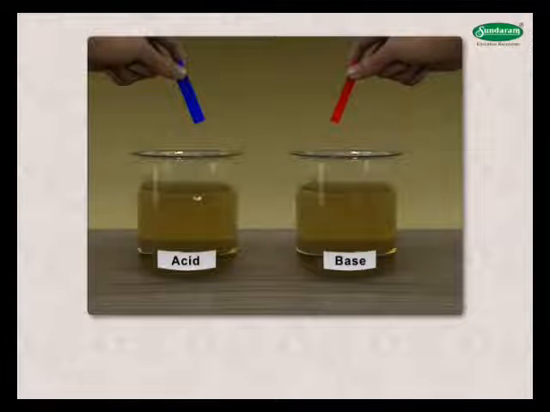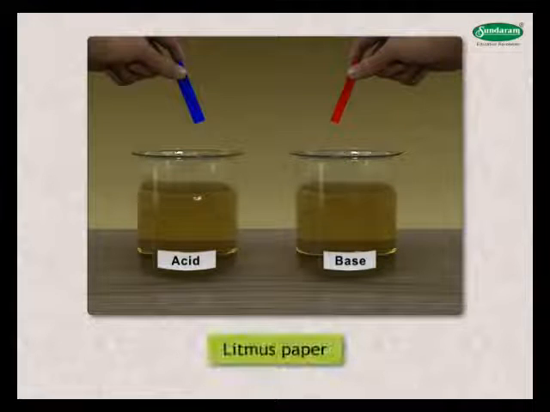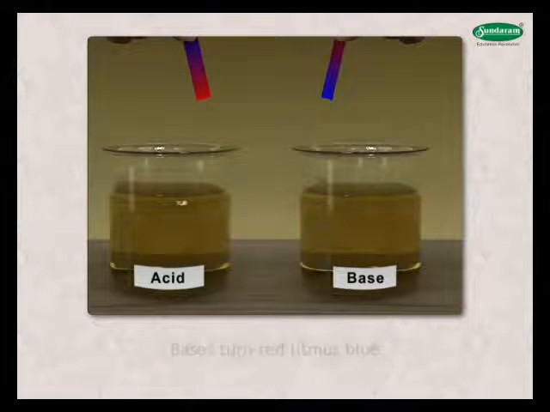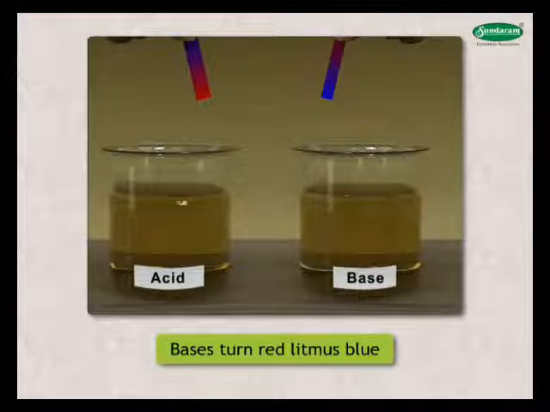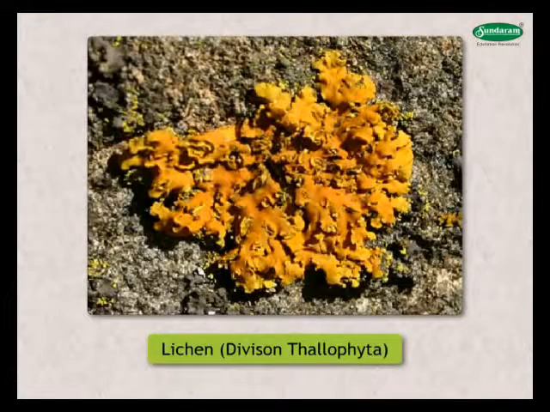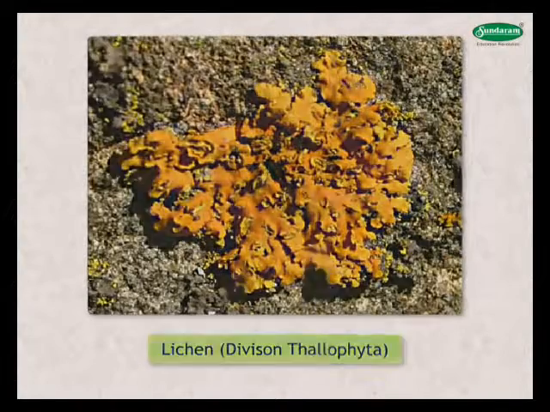You have studied in the previous classes that litmus papers help in detecting the acidic and basic nature of the given compound. Acids turn blue litmus red, whereas bases turn red litmus blue. Litmus paper or solution is obtained from a plant named lichen of division Thallophyta.